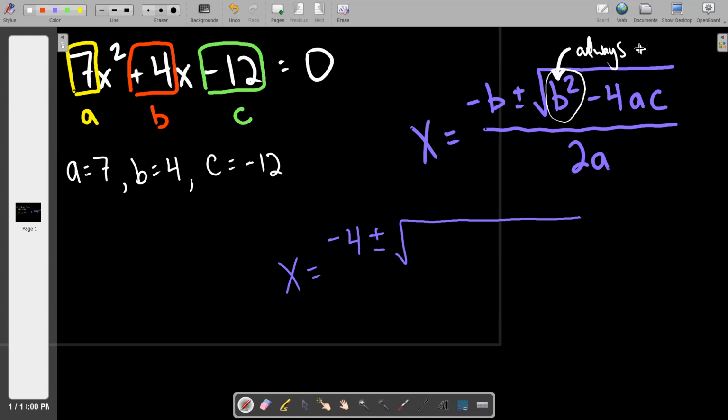So first up is b squared. And what is b? So what is b squared? 16 goes right here. So we've done two things so far, and I'm really just trying to walk you through this as slow as I can. Step one was to do the opposite of b. Step two was to do b squared, which again is always going to be positive.